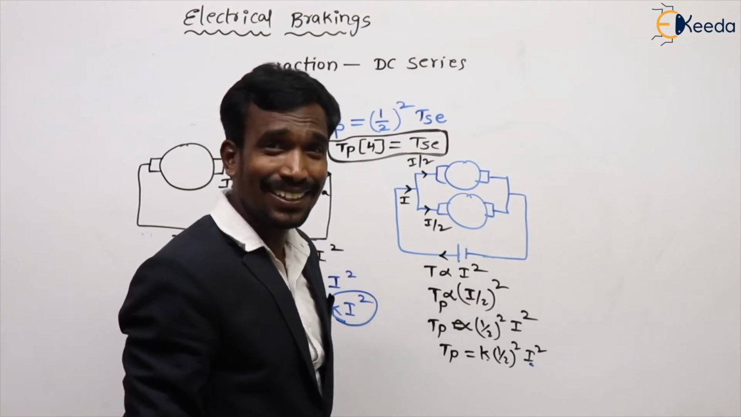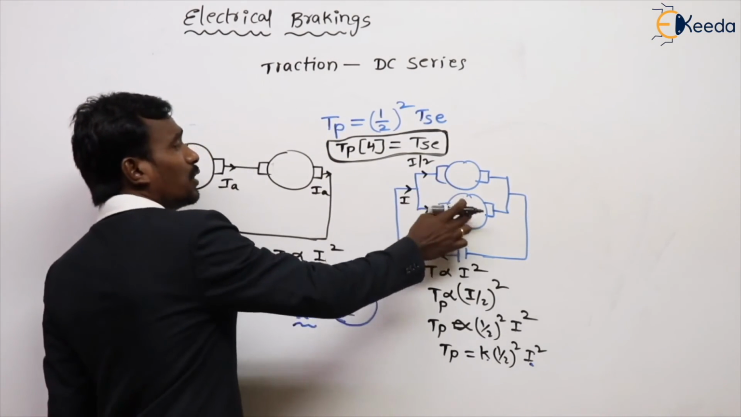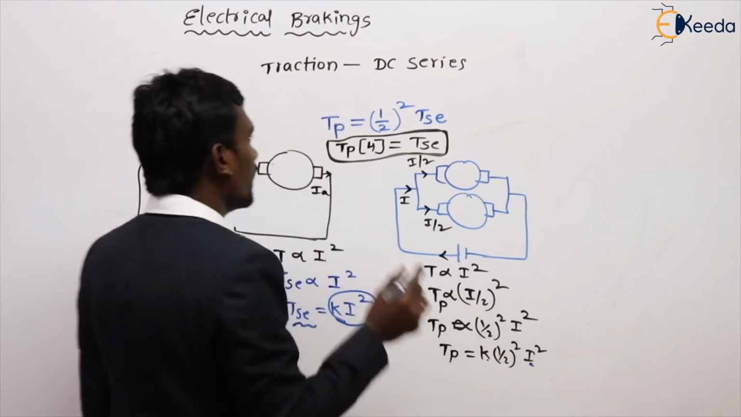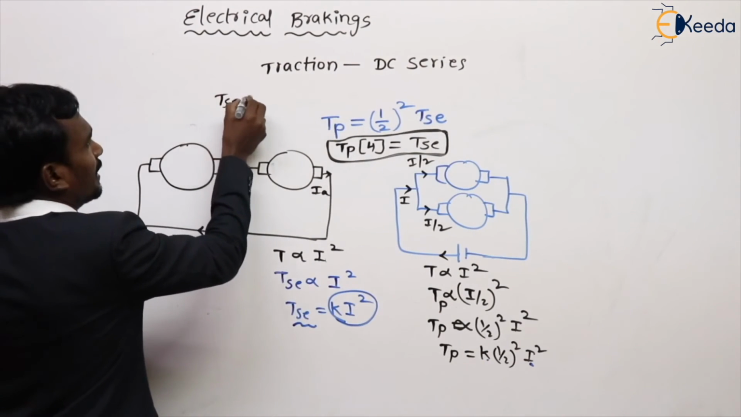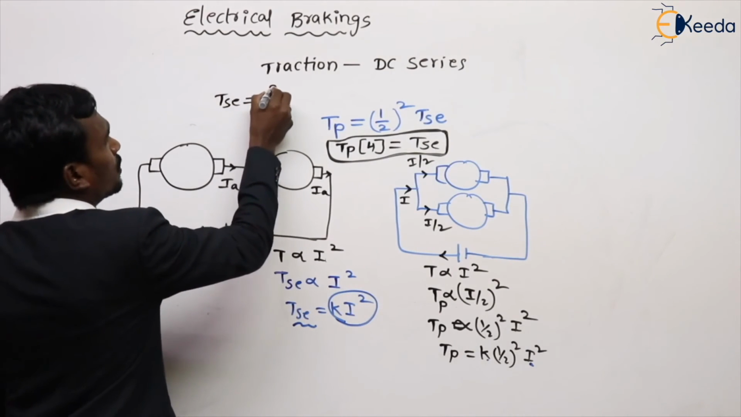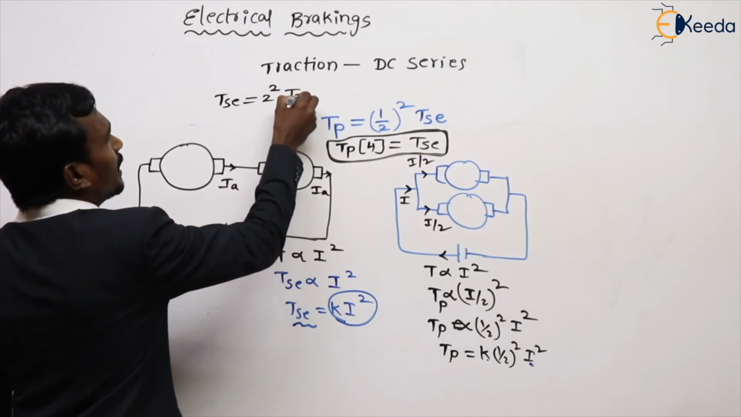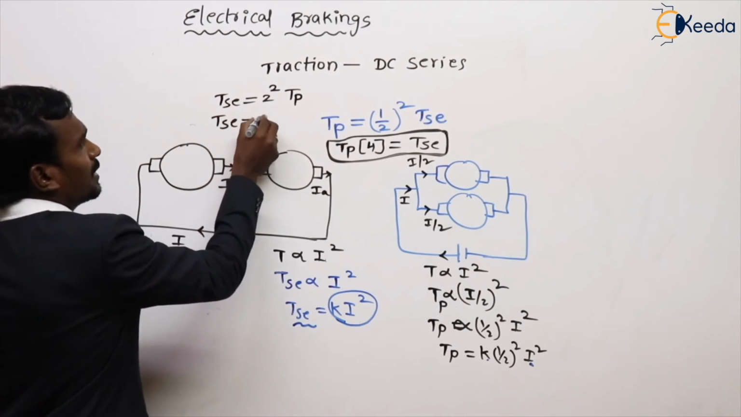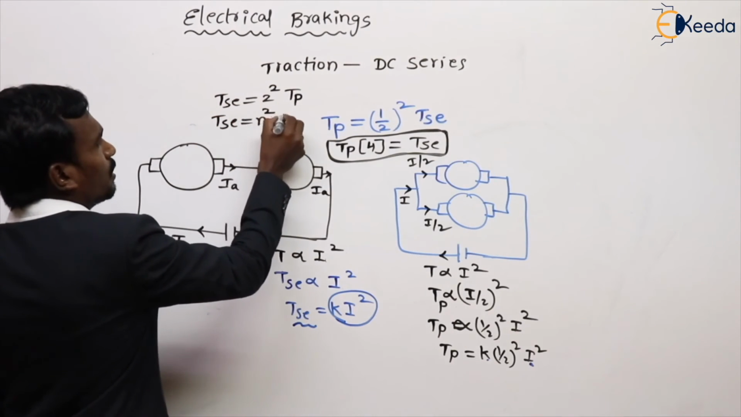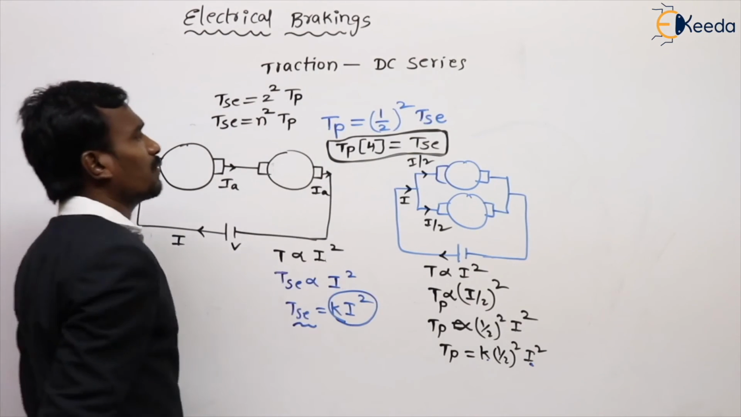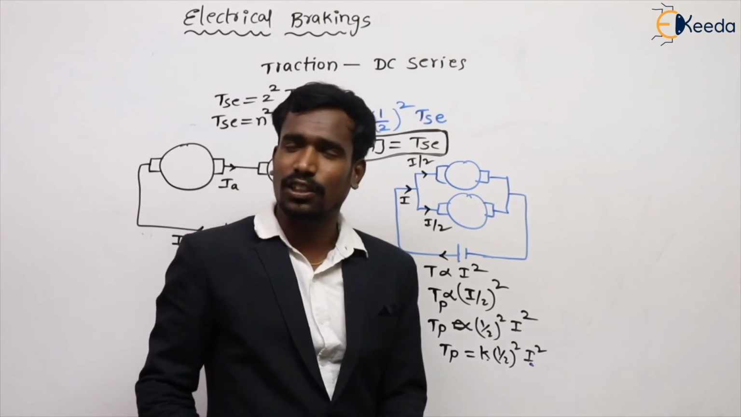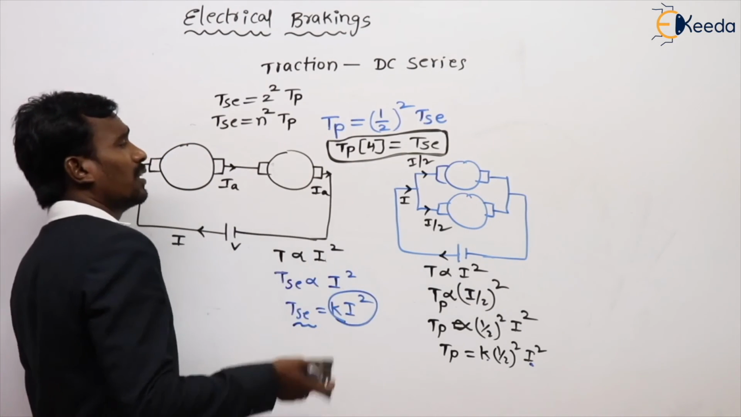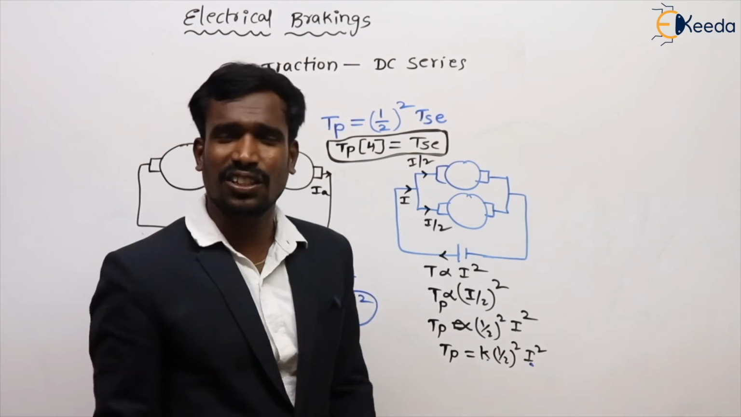Are you getting it or not? Because here we are using only 2 motors. That's why the torque in series connection is equal to 2 squared times the torque in parallel connection. If you are using n motors, the torque in series connection is equal to n squared times the torque in parallel connection. So tell me, which is more preferable, series connection or parallel connection?